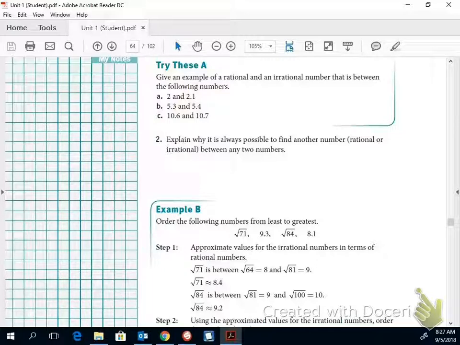What page is this on? This is 64. You want to just write all of them down? Just A. I don't need 15 of them. I just need a number that falls between the two. Ruby, can you give me one that goes between 5.3 and 5.4?